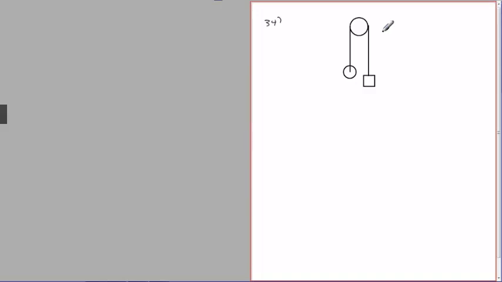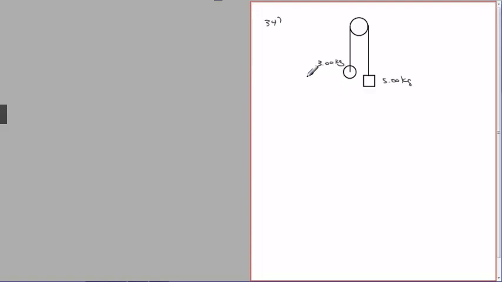And so anyway, let's write down what we know. We know that the mass on the left-hand side is 3 kilograms, and the mass on the second half is 5 kilograms. The problem says two objects with masses of 3 kilograms and 5 kilograms are connected by a light string, so there's no weight, that passes over a frictionless pulley. Determine the tension in the string, the acceleration of each object, and the distance each object will move in the first second of motion if both objects start from rest.